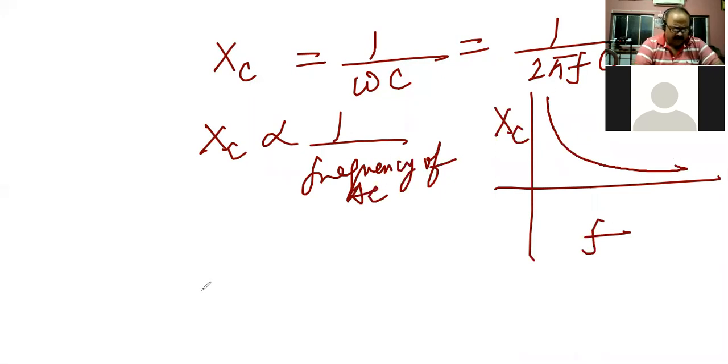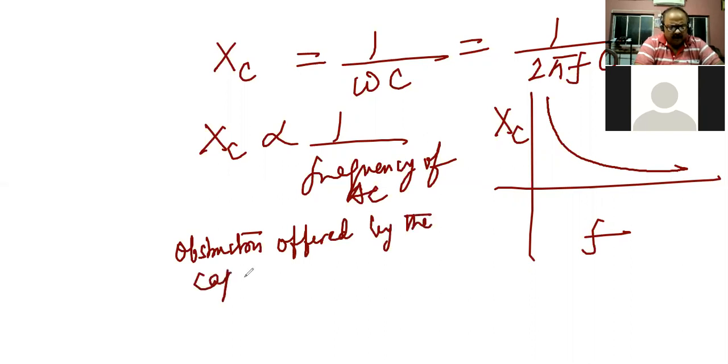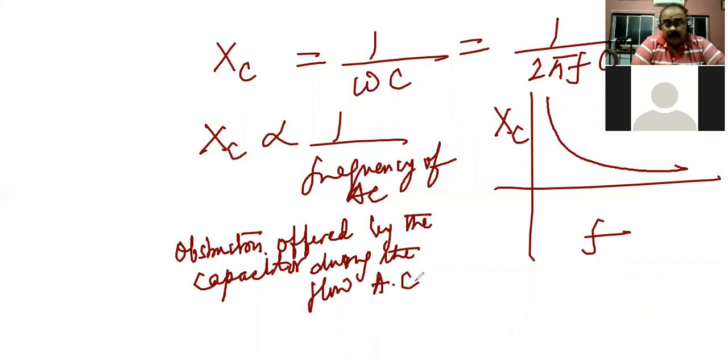We can also define this capacitive reactance. It is the obstruction or opposition offered by the capacitor during the flow of AC. So you can say it this way also. This is an obstruction, the same as resistance also. You can see this is a type of resistance.